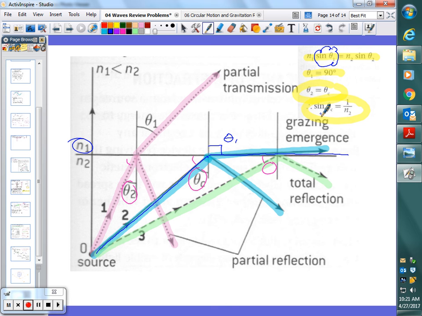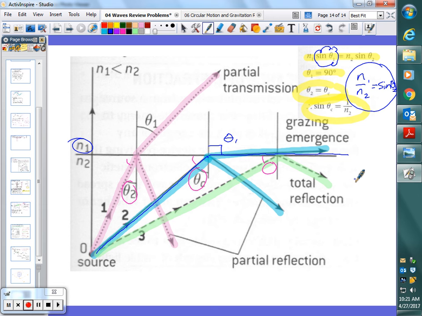Sine of 90 is what? 1, right? So then we can go n1 over n2 is equal to sine of theta 2, which just so happens to be the critical angle. Does that make sense? This would be the calculation for the critical angle. We would solve for theta 2, and that would be the incident angle that we would need.